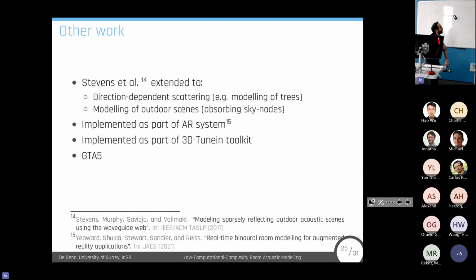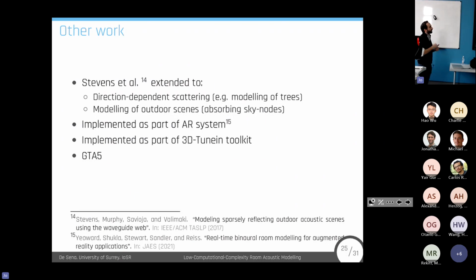Okay, so other people have worked on this stuff. It's not just us that like this topic. A group at York and Aalto worked on extending SDNs to outdoor spaces and scattering from trees. Queen Mary implemented it as part of an AR system. The Sonicom EU project, which deals with audio for AR and VR and is one of the largest networks running at the moment, implemented it as part of their toolkit. And I just heard that the vice president of audio at Rockstar North told me that the room acoustic model in GTA 5 was heavily inspired by this, which is quite something. It's one of the most successful games, I think 170 million copies sold. So that made my day, most definitely.